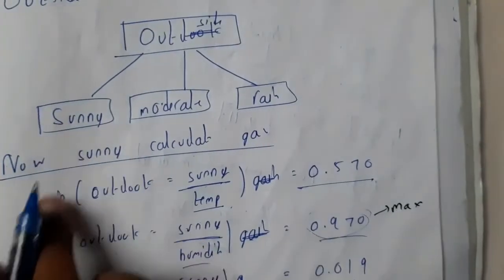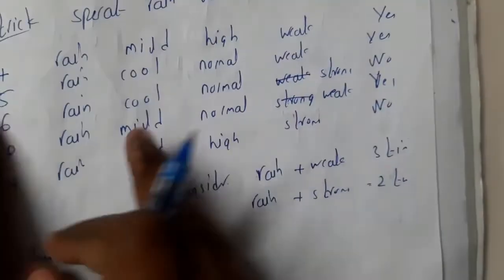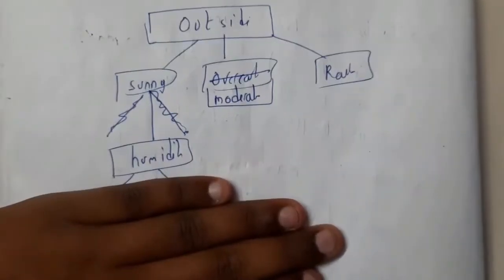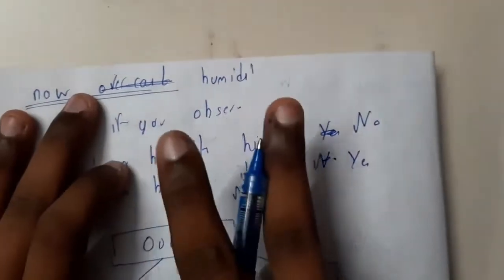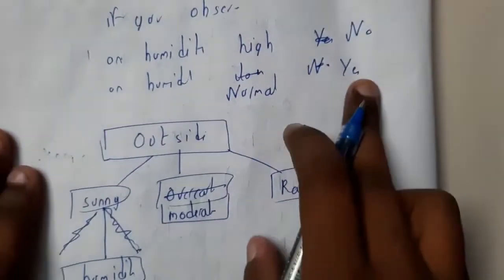So again, the sunny is divided by humidity. That is nothing but 0.970. Okay, so we divided it. Till here you notice, guys. Again, humidity, we are having 2 options, high or normal. So again, you check for humidity.